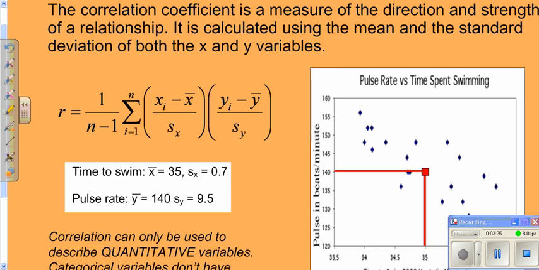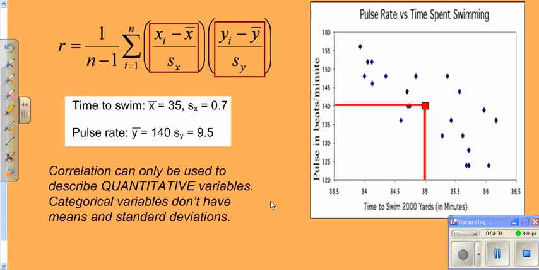Now, you should recognize some of this. This right here is really your z-score formula. In this case, it's the z-score of all your y's. This is the z-score of all your x's. So you have to figure out the z-score for your x, the z-score for your y, and multiply them together. Do that for your next point, and so on. Then add them together, and divide by one less than the number of data values. Needless to say, this is not something we want to do by hand. We want to use our technology to do this.